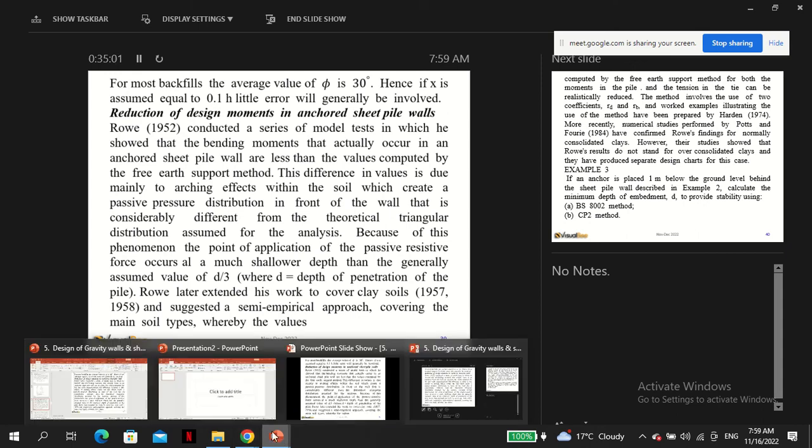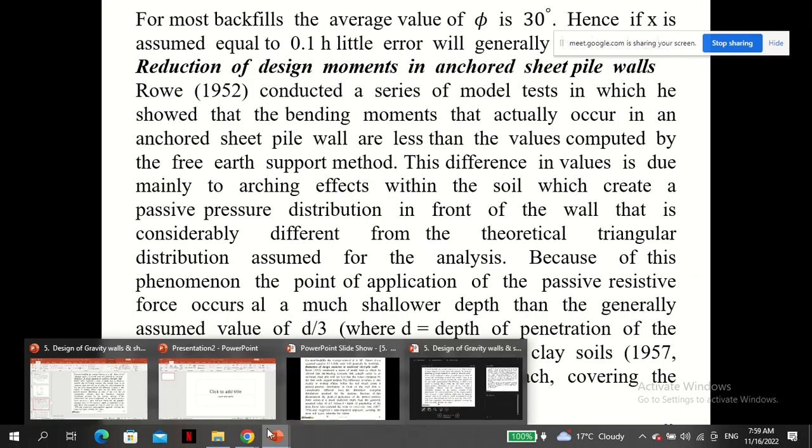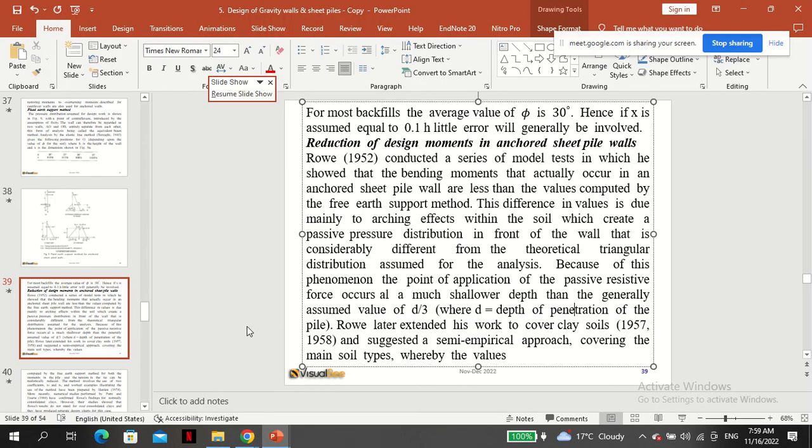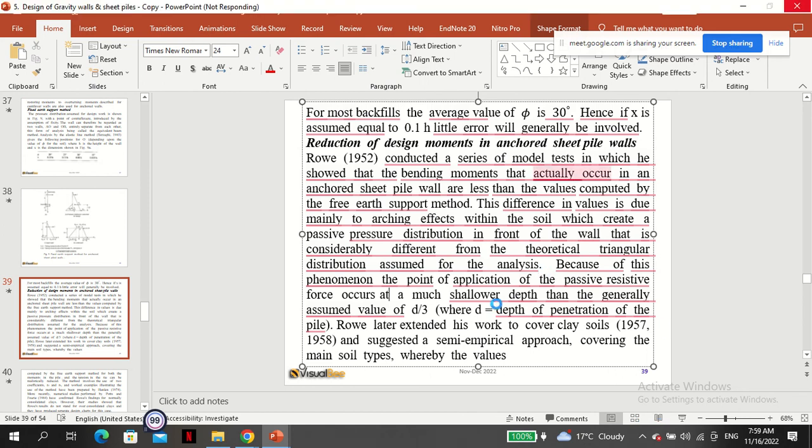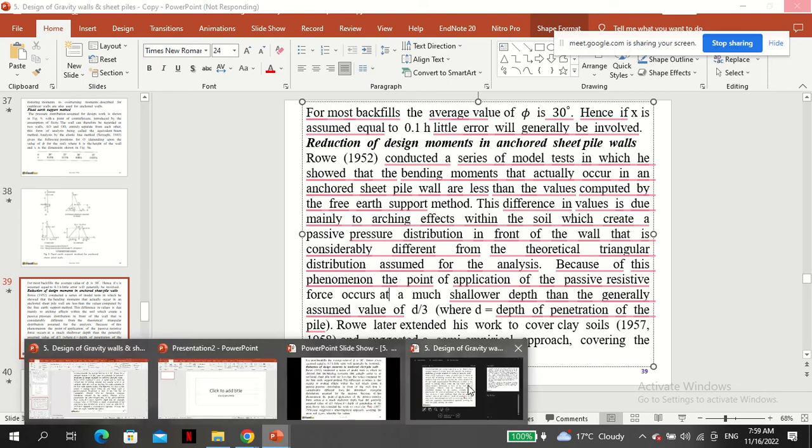So here, due to arching, I think I've already explained what arching is. Free earth support at a much lower depth. Because of the arching, these assumptions, where we assume that the lateral earth pressure has a triangular distribution, are affected. So this rho is trying to adjust for this because of the arching.